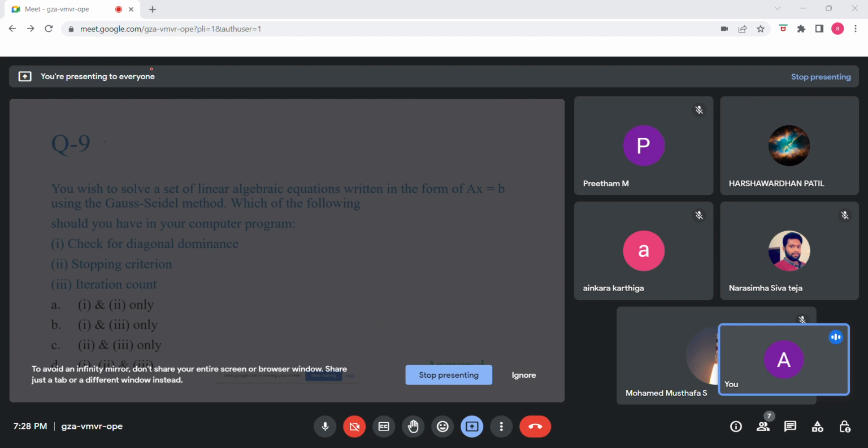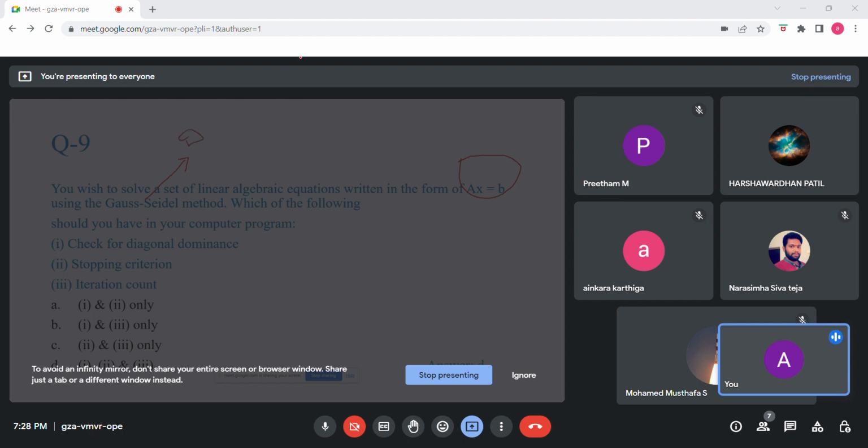And next, you wish to solve a set of linear algebraic equations written in the form of Ax is equal to B using the Gauss-Seidel method. Which of the following should be in the computer program? When writing the computer program for Gauss-Seidel method, what are all the things we need to be checking? The first is checking for diagonal dominance. Whenever we are using Gauss-Seidel method, obviously we'll check for diagonal dominance.